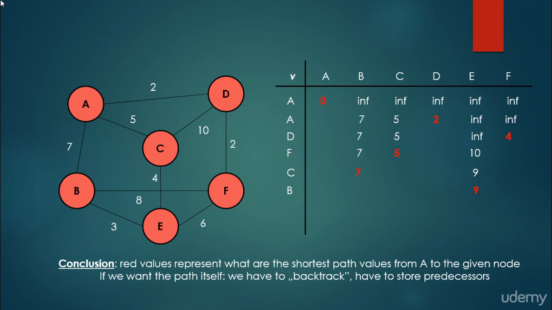And if you would like to get the shortest path itself, then you have to track the predecessors and make these backtracks. Basically, it is the same as we have discussed for the Dijkstra's implementation with linked list representation. So this is the most popular way of solving the Dijkstra's shortest path algorithm.